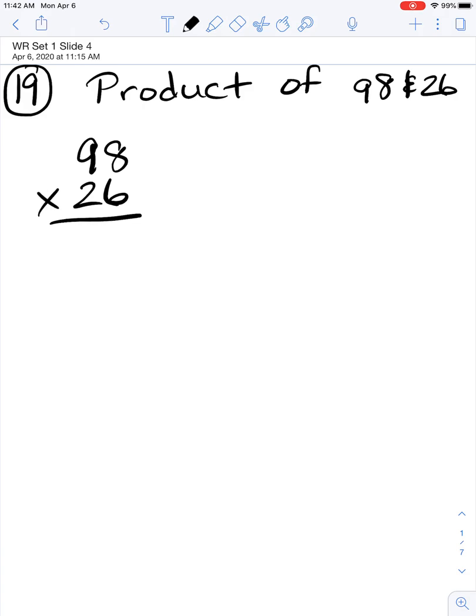98 times 26. So remember, giving me a fist, we take our ones times our ones and our ones times our tens. So our ones times our ones, 6 times 8 is 48. Remember to put that little plus sign to remind you. We did our ones times our ones, now our ones times our tens. Count by 9 6 times. 9, 18, 27, 36, 45, 54. And then 54 plus 4 is 58.